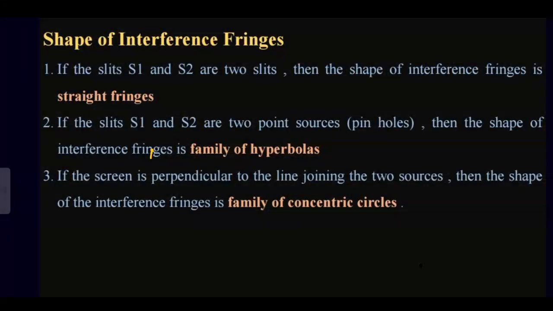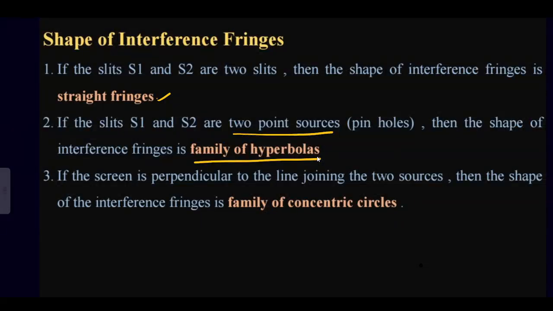Next one: shape of interference fringes. What type of shapes can we form? If S1, S2 are the two slits, then the shape is what are known as straight fringes. If S1, S2 are the two point sources, then these are a family of hyperbolas.